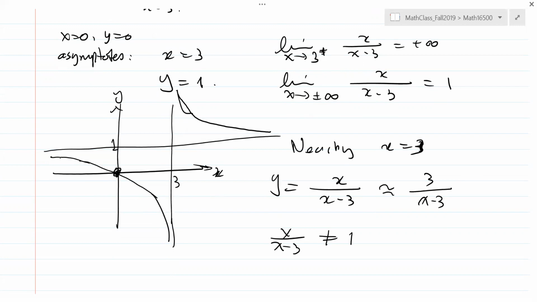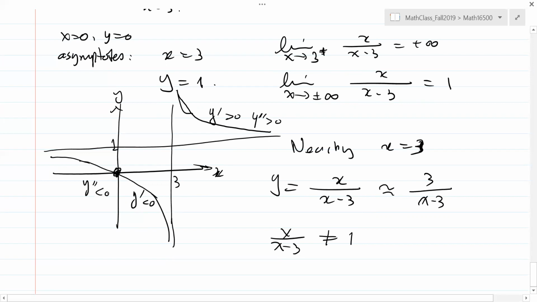The next thing we have to answer is whether the graph changes concavity somewhere. I don't think it should change concavity. It's always concave down on one side, always concave up on the other. No points of inflection. But you can check that, right? On this side, I'm pretty sure y prime is going to be negative. Here, y double prime is going to be positive. Here, y double prime is negative everywhere.